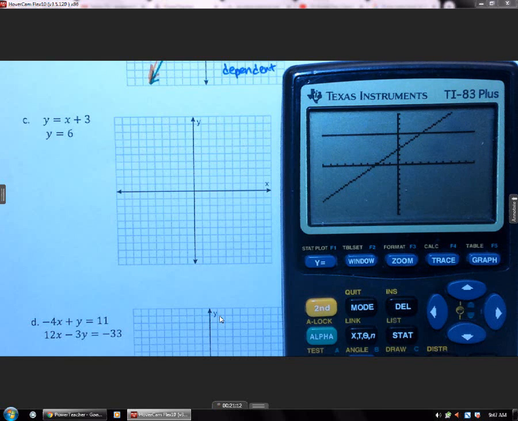Anybody else got anything weird on their calculator? No. Anybody?